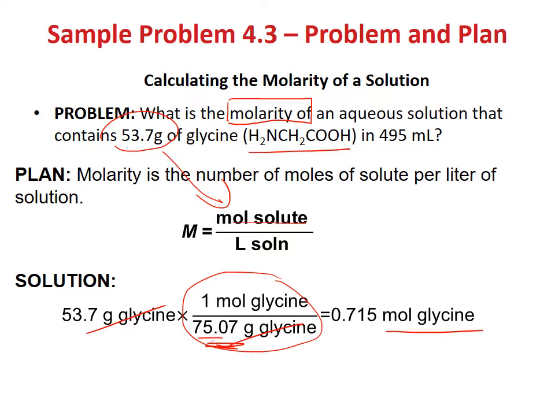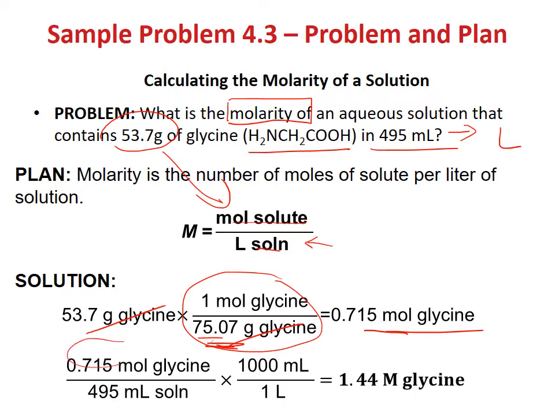Next we need to divide by volume, but in liters. So here it is in milliliters. One way to do it is to first convert milliliters to liters, and then use moles divided by liters. Alternatively, we can combine these two steps into one. So we use moles divided by milliliters, and then convert milliliters to liters. 1 liter is 1000 milliliters, so use this as a conversion factor. We get moles per liter, and that's molarity. So 1.44 molar glycine.